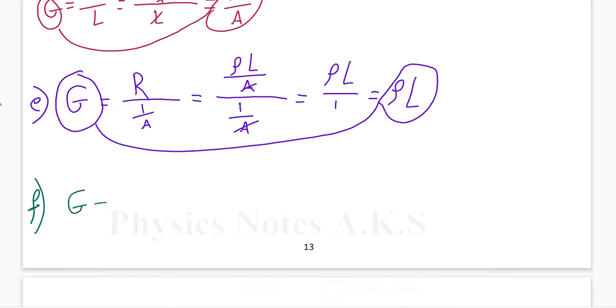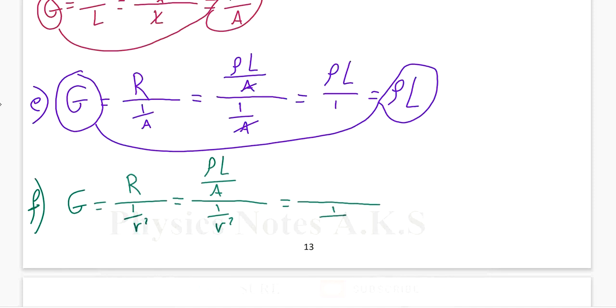Gradient is y over x. Y is resistance and x is 1 over r squared. So this is the main fraction. Resistance I can write as resistivity times length over area, and down here I have 1 over r squared. What can I do next? Here I have resistivity multiplied by length, and instead of area, I can put pi r squared.